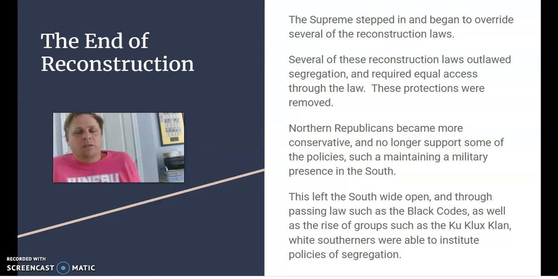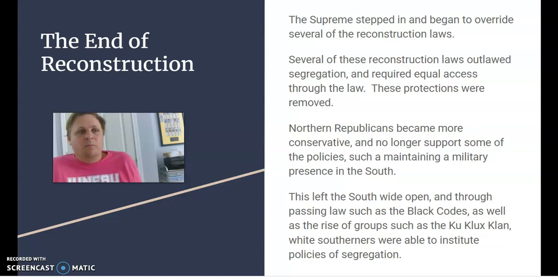Northern Republicans also became more conservative. They kind of flattened out, as tends to be the case over the long time, and some of them no longer supported having a military presence in the South to help enforce some of these laws. So even laws that stayed on the books had no enforcement, so nobody followed them.